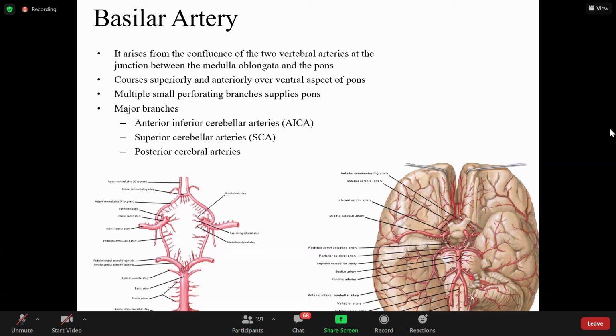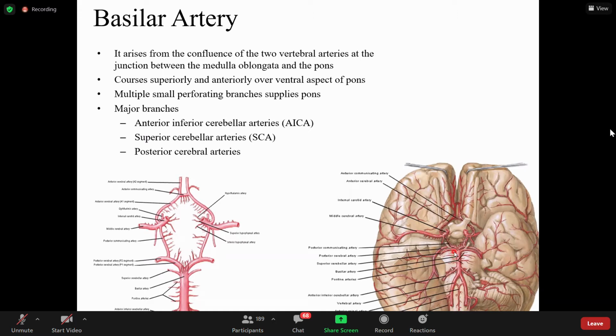It is AICA. So this was the posterior inferior, and this will be the anterior inferior cerebellar artery. And of course, it's going to ascend on the pons. It's going to give us a number of pontine branches. And these two arteries here are the inferior arteries. So what is needed is the superior artery. So this is the superior cerebellar artery.